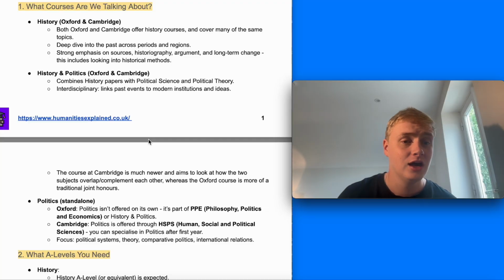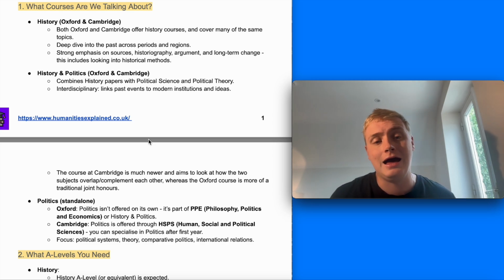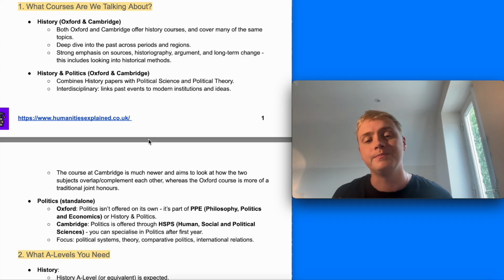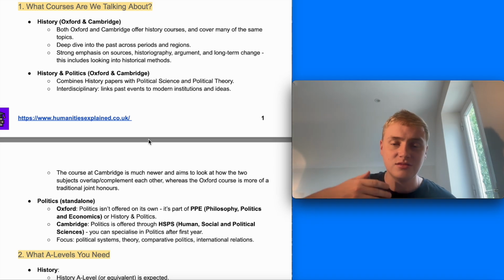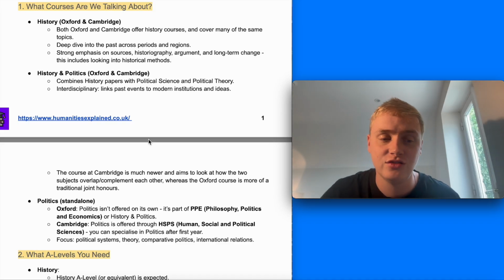And there's politics. There's no just politics course at Oxford or Cambridge, as I'm sure you found out. At Oxford, politics isn't offered on its own, but as part of PPE, or as history and politics. And Cambridge offers it through history and politics, but also HSPS, human, social, and political sciences, which looks at anthropology, sociology, politics. But you can decide to then specialise after first year in politics specifically. These political aspects focus more on political systems, theory, comparative politics, and international relations as well.